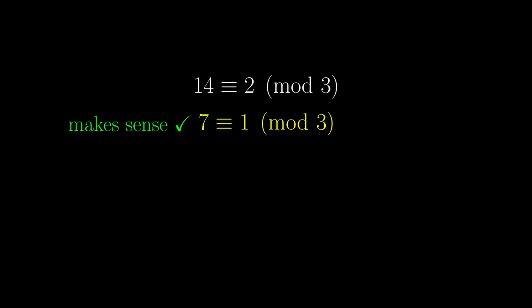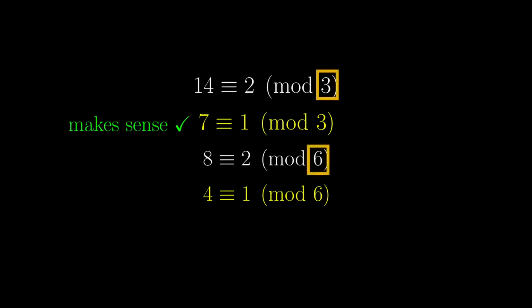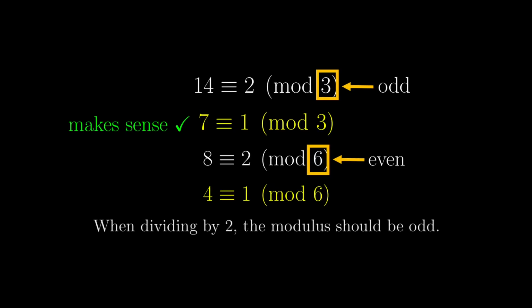So what can we conclude here? Let's just compare the two different cases together. The most important difference is the modulus used. The case that works uses odd modulus, while the case that doesn't work uses even modulus. We can appropriately generalize this to this statement. When dividing by 2 on both sides, we need the modulus to be odd.